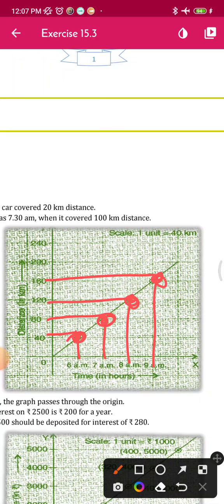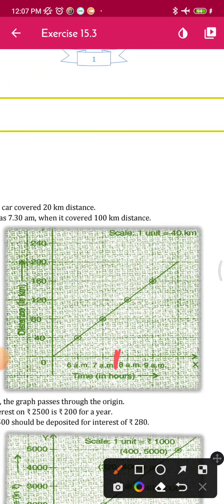So these 4 points are showing the graph of that data, and join these points with the help of a ruler and from the origin. So you will get that kind of graph. Okay, and now we have two questions on that. Question number first, how much distance did the car cover during the period 7:30 to 8 a.m.? So from here 7:30, that means between 7 and 8, that means the midpoint of 7 and 8, that means it is 7:30.